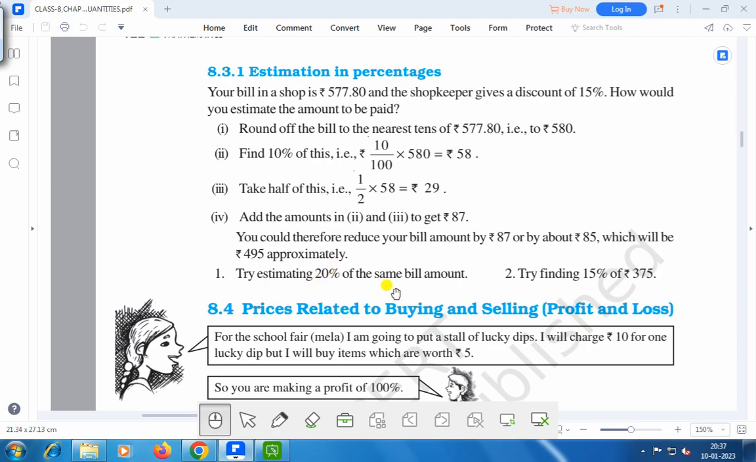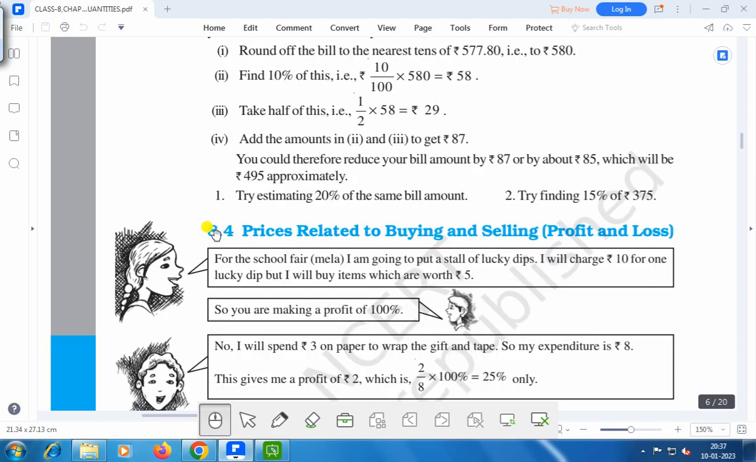Try estimating 20% of the same bill amount. Try finding 15% of rupees 375.